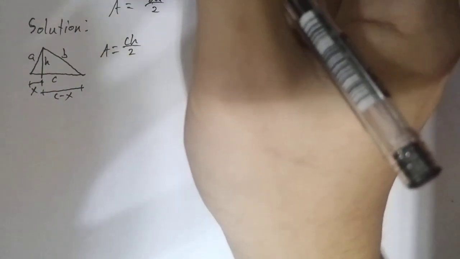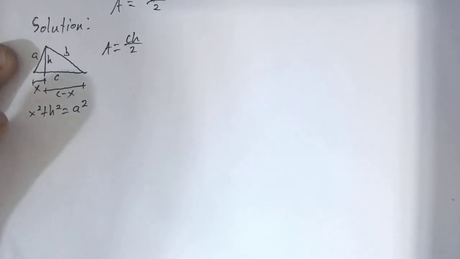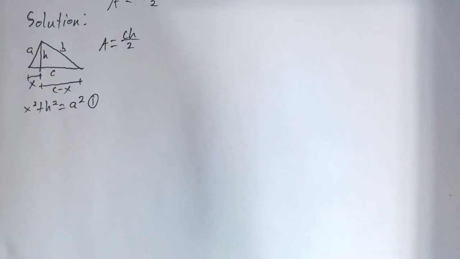Now, what I would do is I would apply the Pythagorean theorem in this first triangle, okay? So by the Pythagorean theorem, we can see that x squared plus h squared is equal to a squared, right? Now let us denote this as our equation 1. And let us set it aside for a minute, okay?